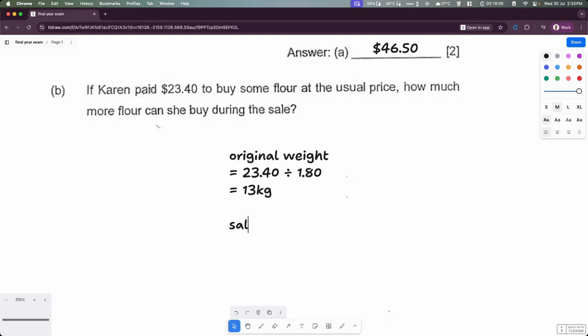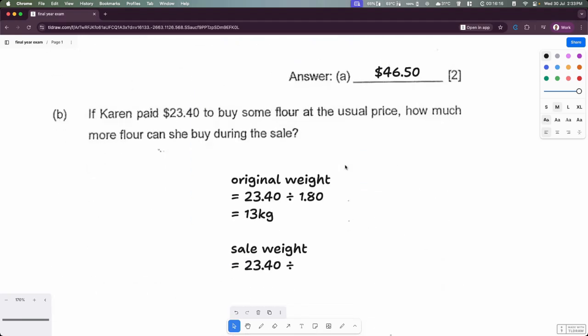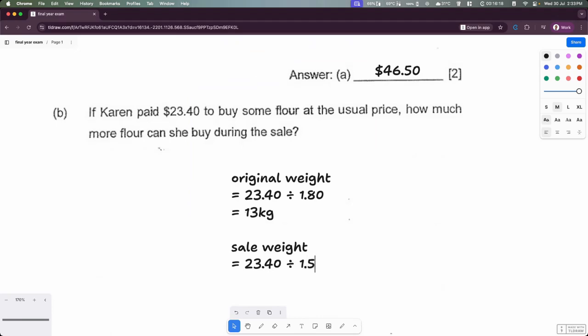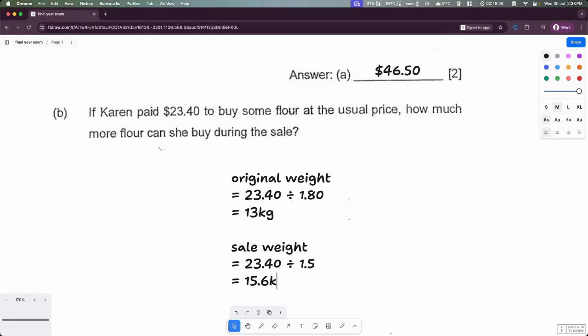So what about the sale weight? Same price again, 23.40 divided by, so what will be the cheaper price? The sale price will be 1.50, so 1.5. Then let's calculate this using a calculator. 23.4 divided by 1.5 will give us 15.6 kilograms.